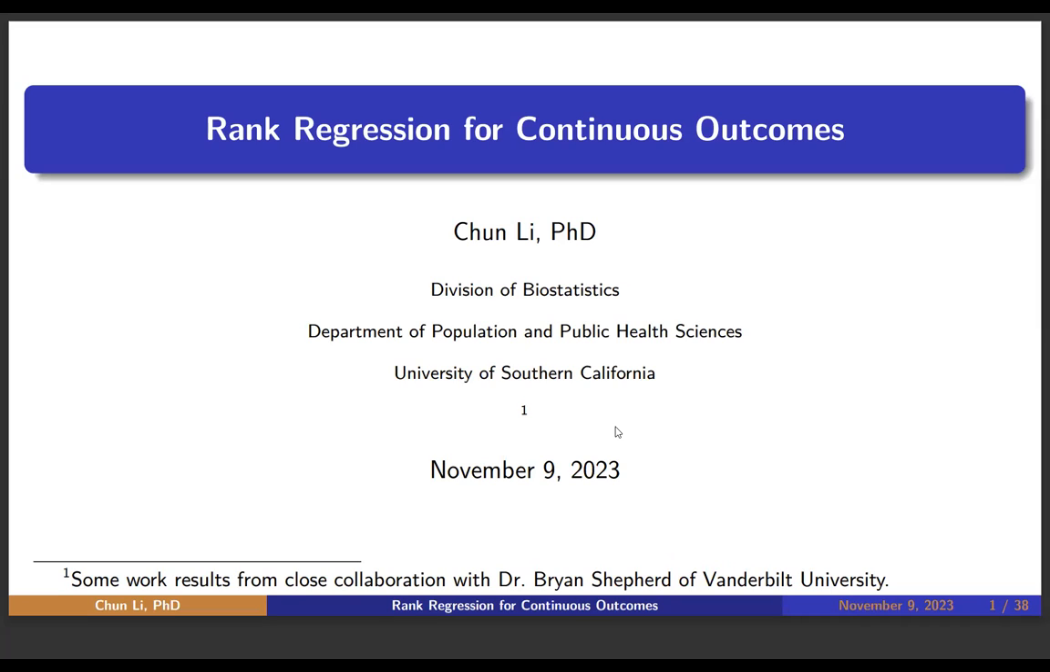I'm going to talk about rank regression for continuous outcomes. It's rank-based. If it works for continuous outcomes, it should work for any orderable outcomes. But I focus on continuous because that's the least developed direction, and I want to make sure everything works for continuous outcomes.